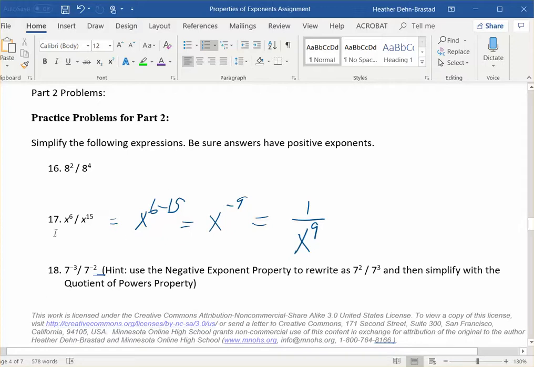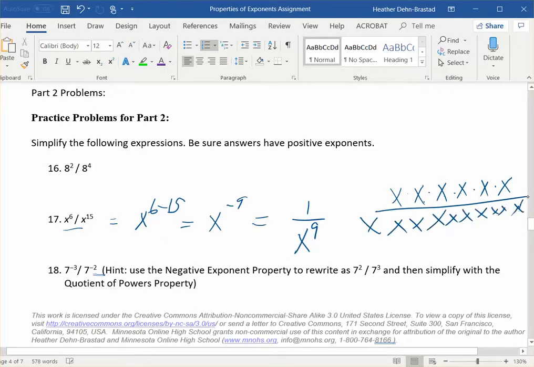Another way of thinking about this is if we had written this in expanded form, and I'm not going to do it all the way out, but I would have 6 x's on the top. 1, 2, 3, 4, 5. And on the bottom, I would have 15. I would have a whole bunch on the bottom, right? And when I start canceling, there's more on the bottom than the top. So my answer is going to be 1 over x in the denominator. So the exponent will be in the denominator because there's more on the bottom that didn't get canceled out.